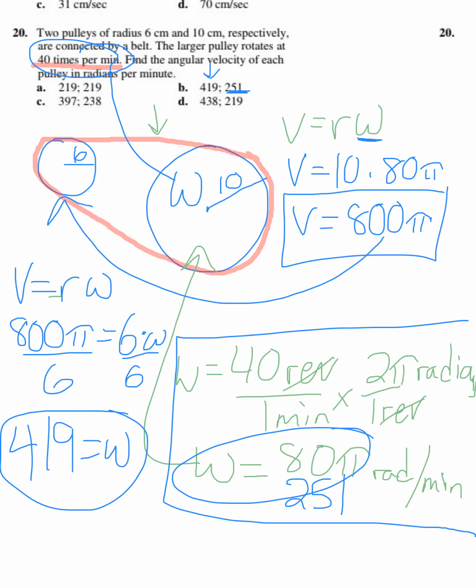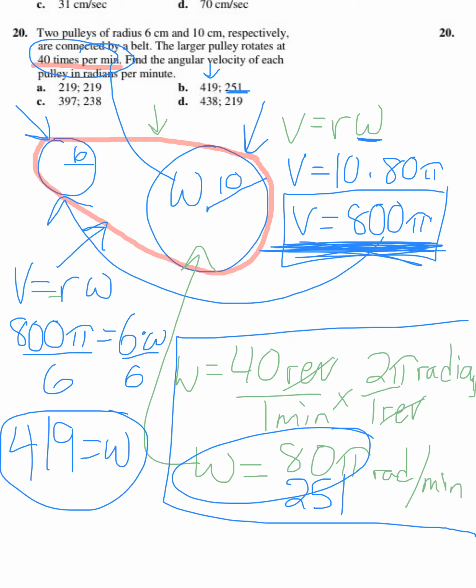Then if you want to find the angular velocity of the little one, you're going to start off by finding the speed of the belt. Because the speed of the belt is the speed of the belt, no matter if you're measuring it here, over here, over here, it doesn't matter. The speed of the belt is only going at one speed. So that's what this number is right here. So that's the speed of the belt.